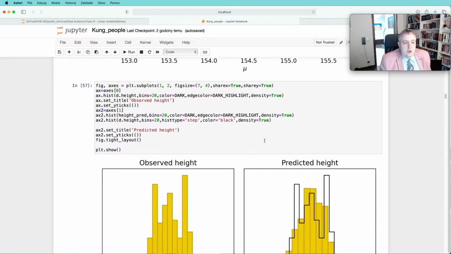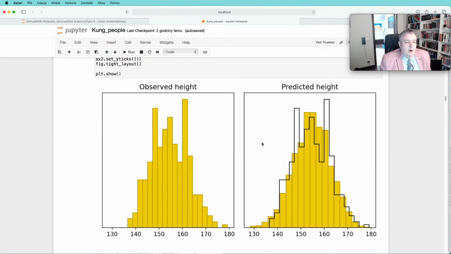So we can now compare our observed height to the predicted height, and this is not a terrible model. Let's be frank. It doesn't spread as much because it's a bit lighter here. It gets outside of the spreads somewhere here. But generally, it's not a terrible model. But certainly, we can do better. We want to do better. So we want to get our observed height versus the predicted height and see what's going on.